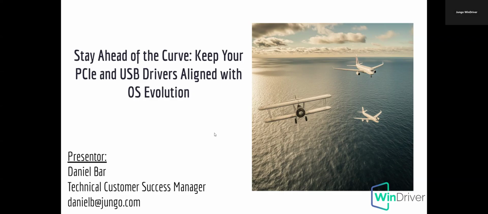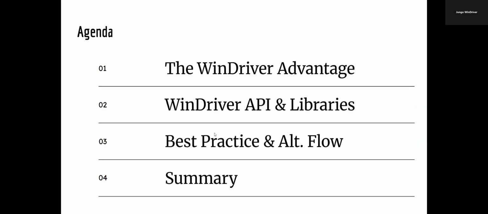So today we're going to talk about two things mainly. One, how we make sure that your code and driver keep track with the latest kernel updates, and how you can upgrade your WinDriver version. And it's very, very easy. I believe it won't take too long. We're going to talk about WinDriver advantages, the ease of use, and other things WinDriver helps you with as a driver developer. We're going to cover WinDriver APIs and libraries, where the magic happens. And then we're talking about best practice and alternative flow for upgrading your driver.